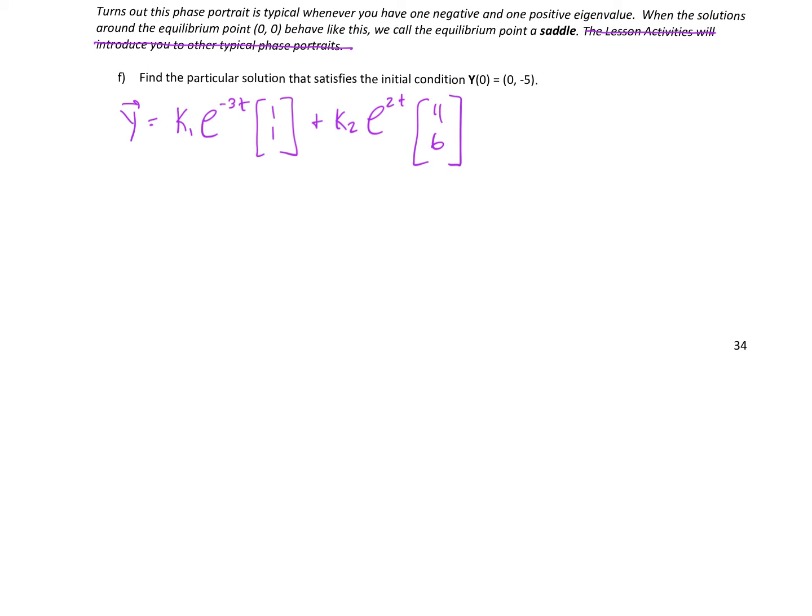So my particular solution for this initial condition is going to be -11 e to the negative 3t times (1, 1) plus e to the 2t times (11, 6).